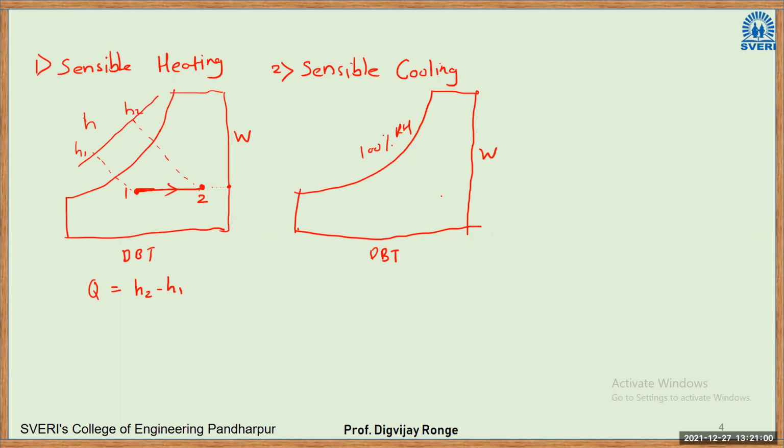Sensible cooling means already my temperature is higher. In this case, because this is point 1, I will decrease only the temperature. This will become point 2 and this process is a sensible cooling. Again, same process. If you want to know how much heat is being extracted, I have to refer to the enthalpy scale. Here enthalpy scale will be there. Here it will be H1, here it will be H2. Amount of heat added or subtracted will be equal to H1 minus H2. So this is nothing but refrigeration effect.